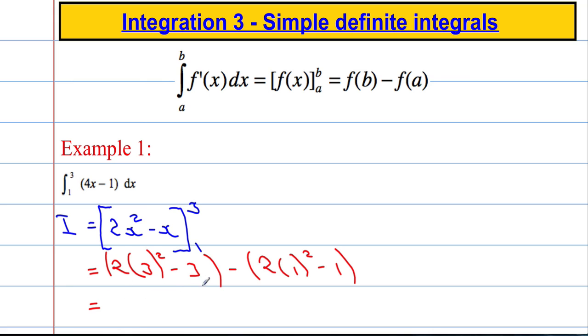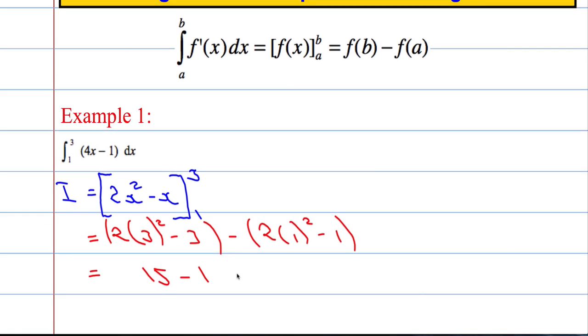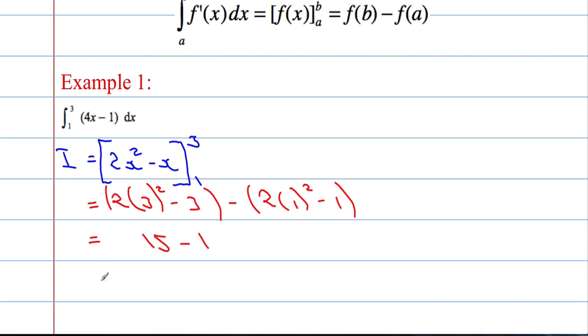Okay, so 3 squared is 9, 9 times 2 is 18, and 18 subtract 3 is 15. So we're working the inside of these brackets here. And I need to take away from that, 1 squared is 1, 1 times 2 is 2, and 2 subtract 1 is 1. So we're taking away 1. So 15 subtract 1 is 14.